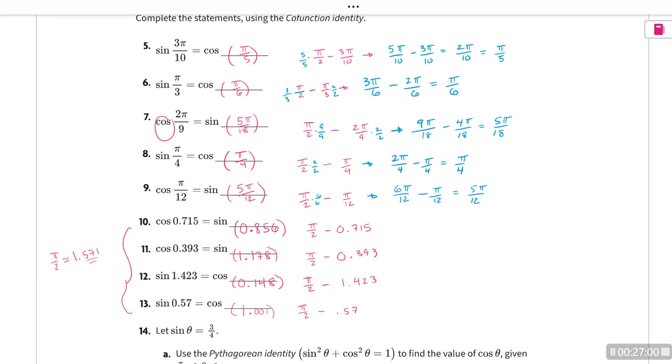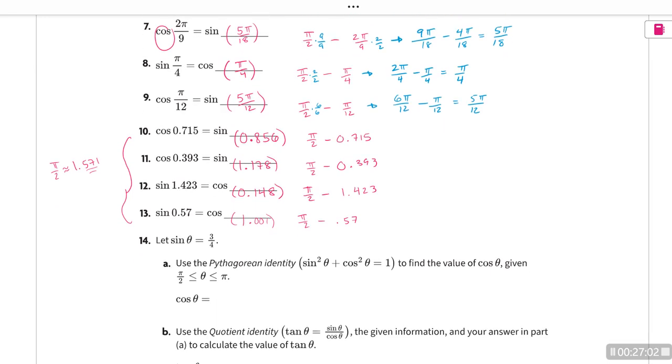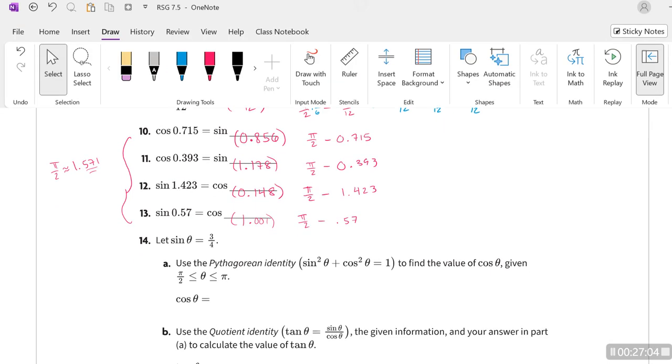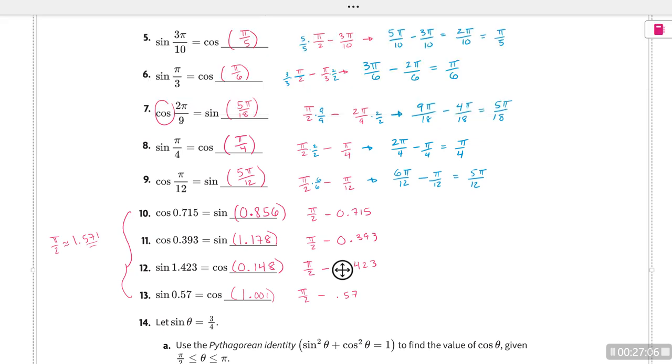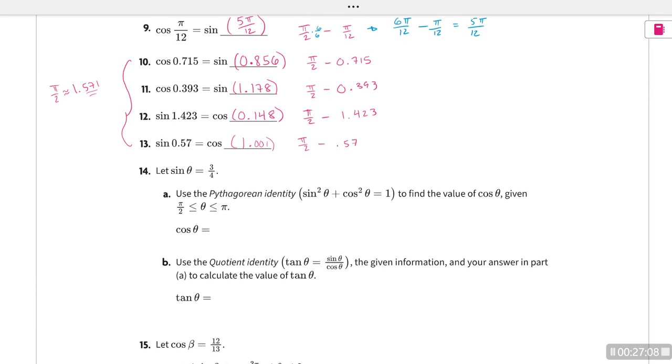Now 14 starts some new questions. Let's go. Oh, sorry, not scrolling. There we go. So I messed up my page here. Okay, 14 says, use Pythagorean theorem identity, so sine squared theta plus cosine squared theta equals 1, to find the value of cosine, given that theta is between pi over 2 and pi, and it can include both of those values.